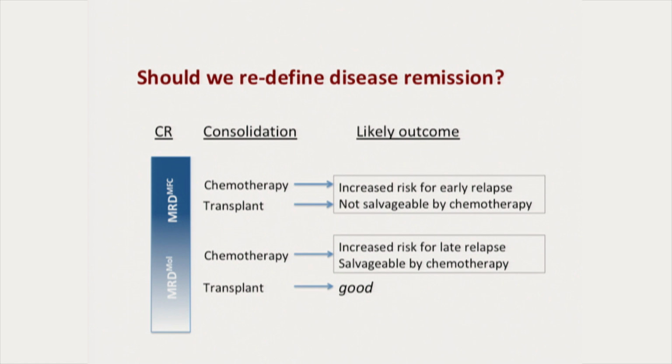If we put MRD status in the picture at the time of a CR, we can see that when MRD can be detected by flow cytometry, those patients, regardless of whether they receive chemotherapy or transplant for consolidation, have a much higher chance of early relapse and do not respond to salvage therapy. Compared to those, there is a group of patients whose MRD can be detected only by high-sensitivity molecular testing, either PCR or NGS.